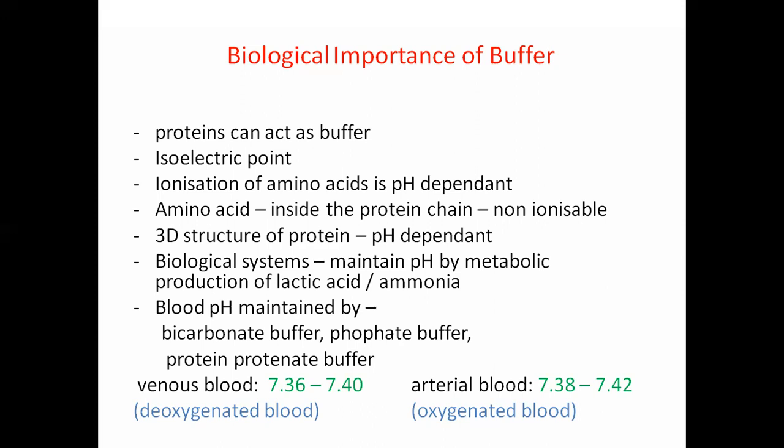So the proteins lose their structure, they lose their nature, which is called denaturation, which will take place when the pH is altered. So the biological systems containing the protein will maintain the pH at various places by metabolic production of lactic acid and ammonia. See, the lactic acid production and the ammonia production are all just to maintain the pH.